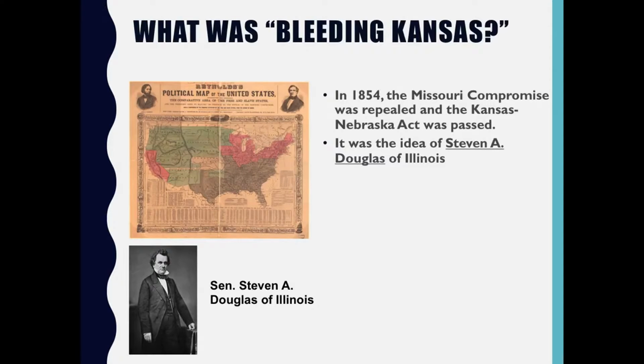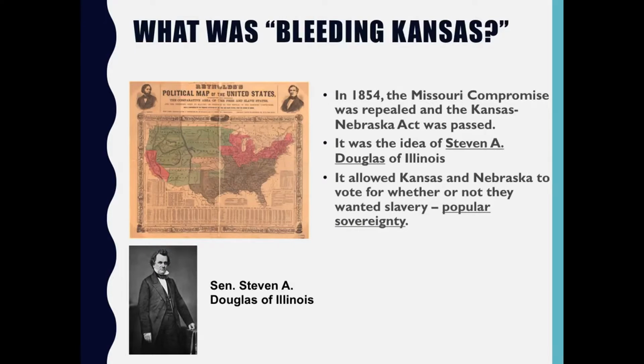Stephen A. Douglas was a senator from Illinois, and he proposed the Kansas-Nebraska Act. And basically what it did is allowed Kansas and Nebraska to vote for whether or not they wanted slavery. So just like with the Compromise of 1850 and the Utah Territory and the New Mexico Territory, Kansas and Nebraska territories were going to be allowed to vote once they had enough citizens for whether they did or did not want slavery. And that idea is called popular sovereignty, the idea that you can vote for what you want.